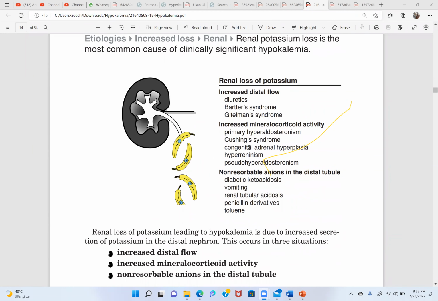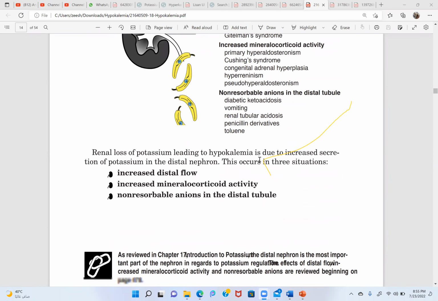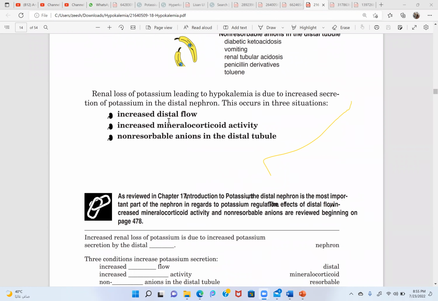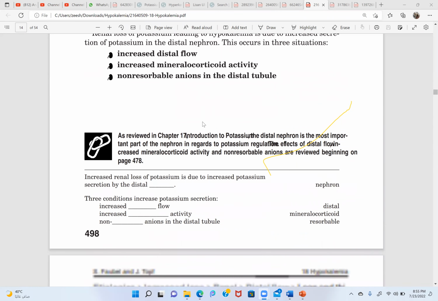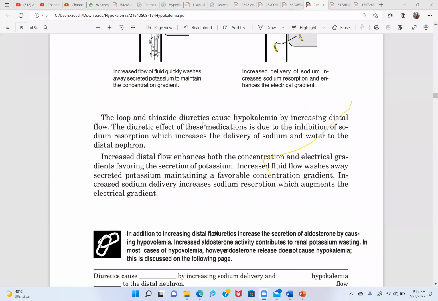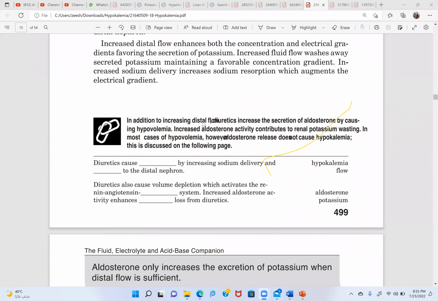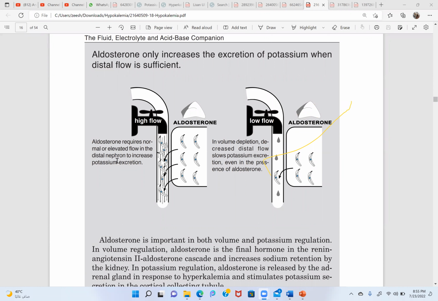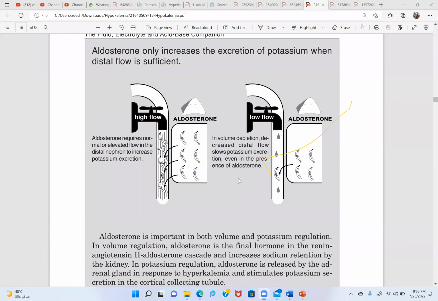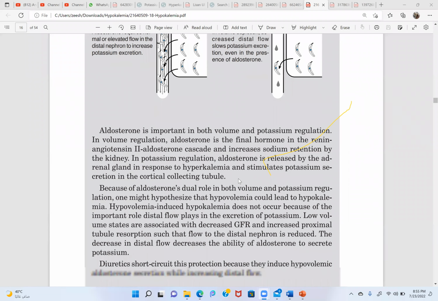As I told you, Bartter syndrome, hyperaldosteronism, they are just telling the same repetition: increased distal flow, increased mineralocorticoid activity, and non-absorbable anions in the distal tubule. Aldosterone requires normal or elevated flow in the distal nephrons to increase potassium excretion. As I told you, in volume depletion, decreased distal flow slows potassium excretion even in the presence of aldosterone. So if there is low flow, there will be less effect of aldosterone as compared to when there is more flow.